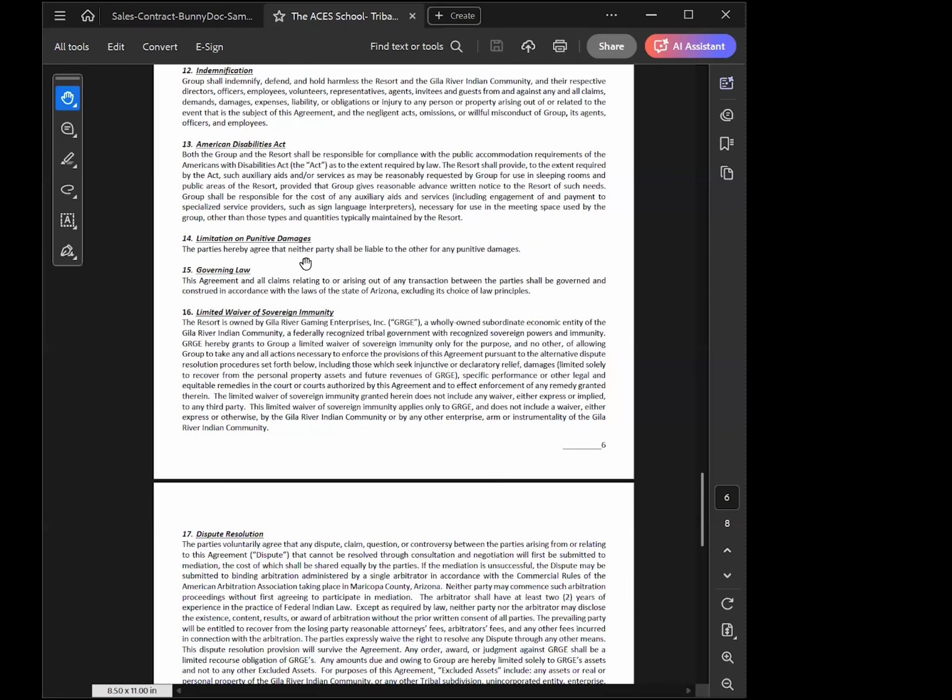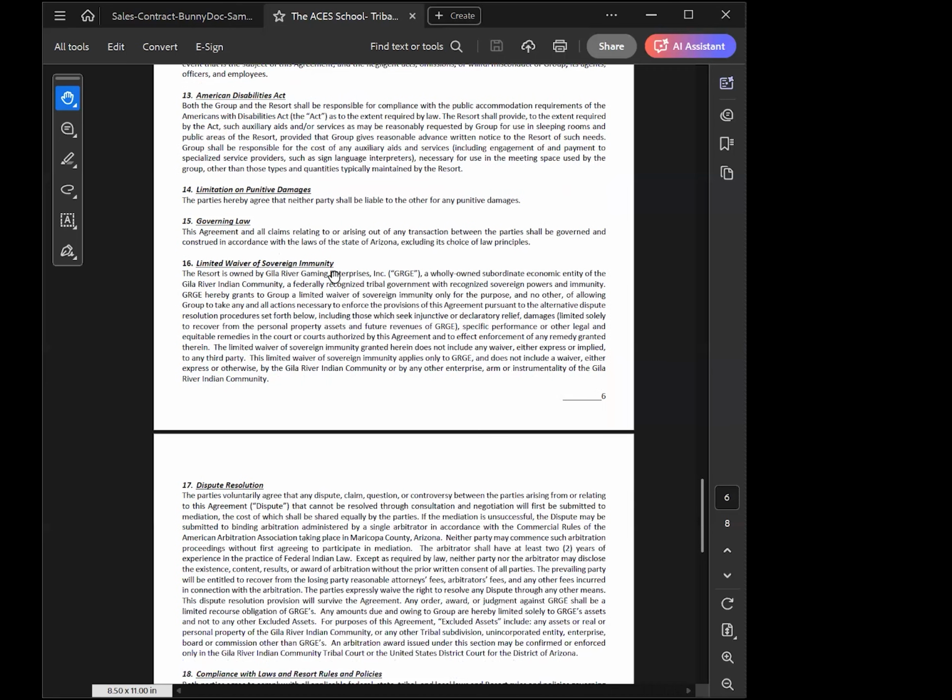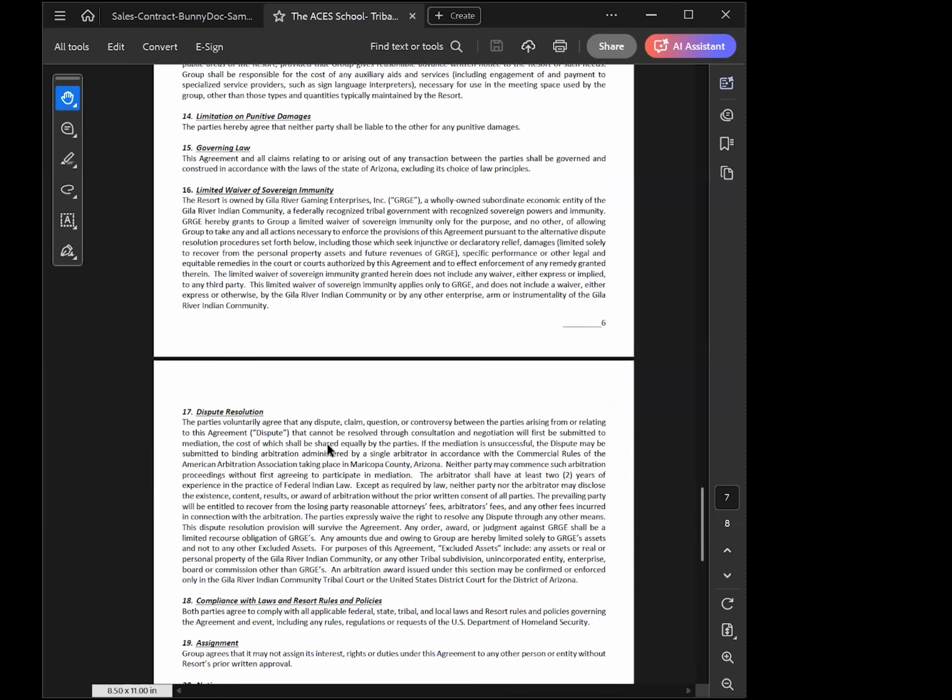Limitations on punitive damages, right? We talked about damages. So neither party shall be liable to the other party for punitive damages, and that's a provision that you see all the time. There's the governing law, right? Choice of law principles, and here's your sovereign immunity clause. Gila River is giving a limited waiver of sovereign immunity, so they are waiving sovereign immunity, not fully. It's a partial waiver. Dispute resolution, there we go.